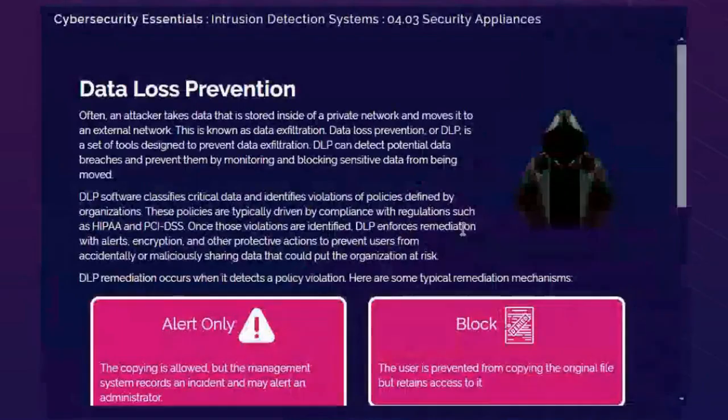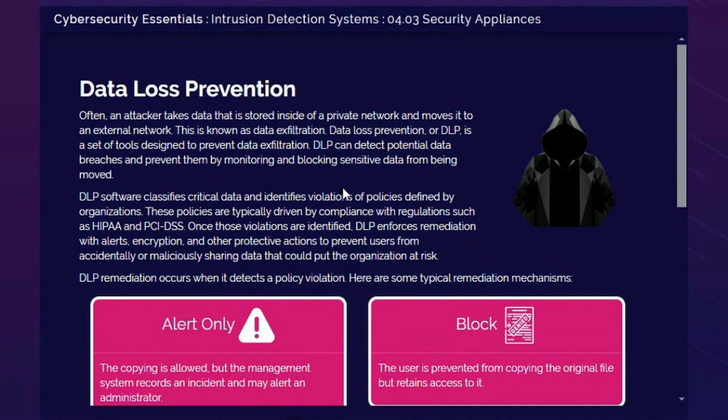Page 3. Data loss prevention. Often an attacker takes data that's stored inside of a private network and moves it to an external network. Right? They're going to copy your files. This is known as data exfiltration. Data loss prevention, or DLP, is a set of tools designed to prevent data exfiltration. It can detect potential data breaches and prevent them by monitoring and blocking data from being moved.